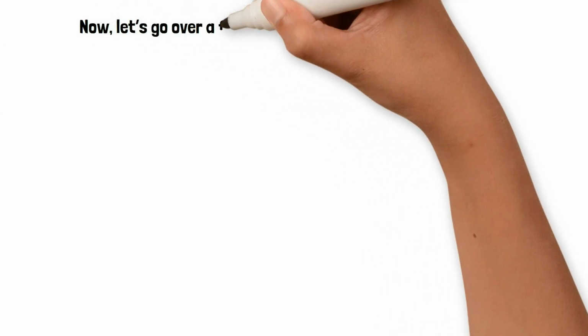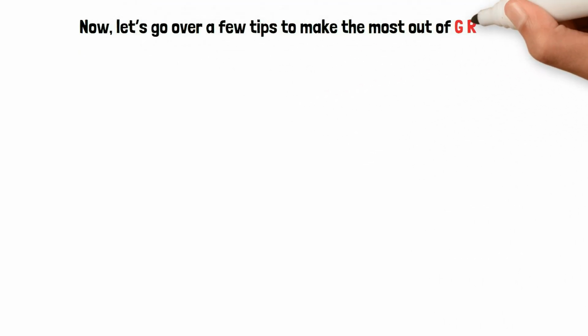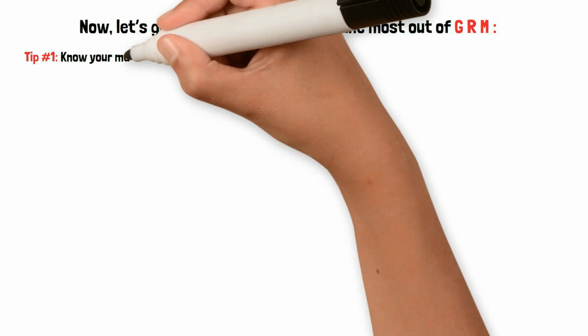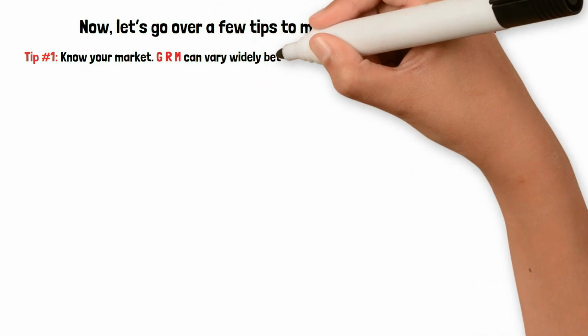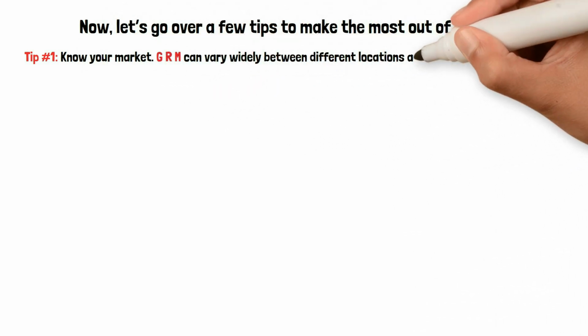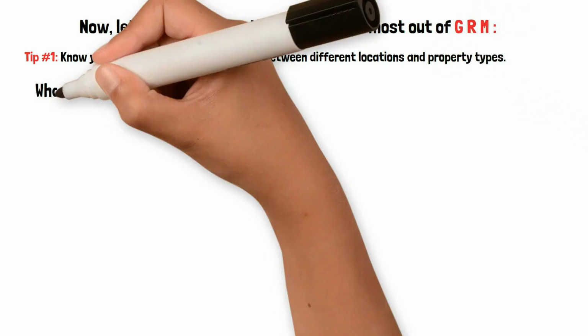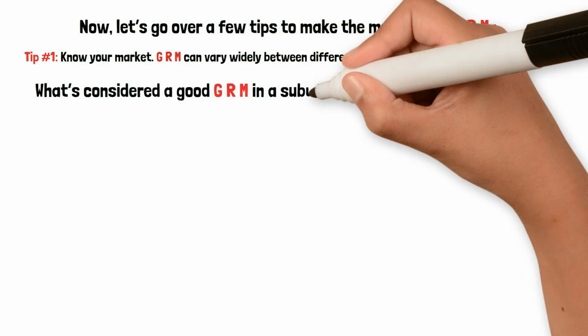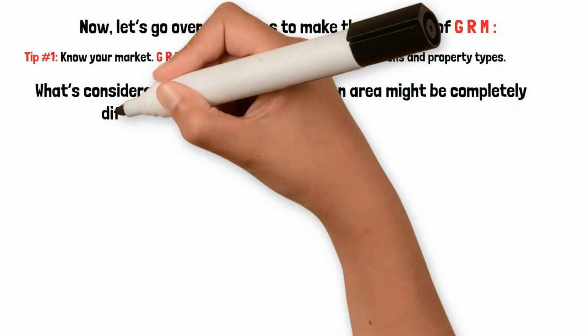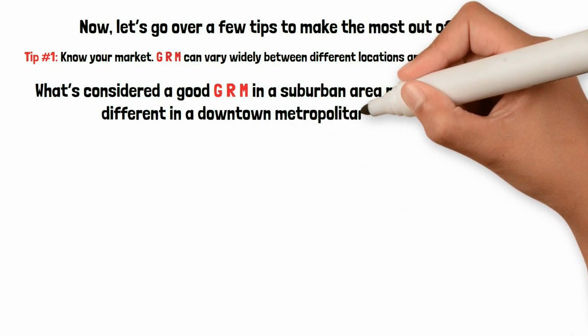Now, let's go over a few tips to make the most out of GRM. Tip 1. Know your market. GRM can vary widely between different locations and property types. What's considered a good GRM in a suburban area might be completely different in a downtown metropolitan market.